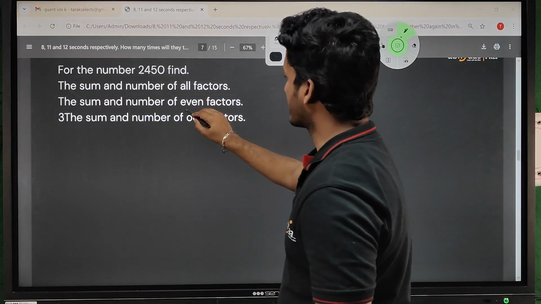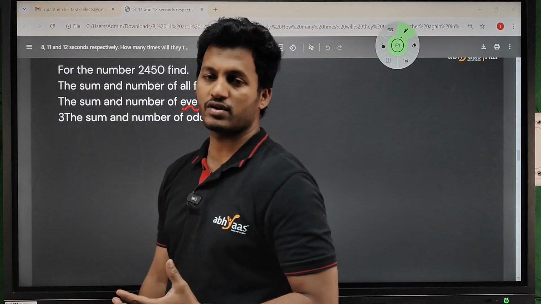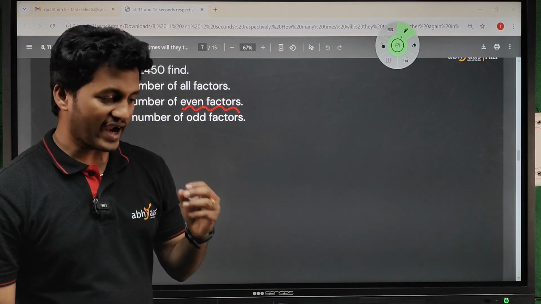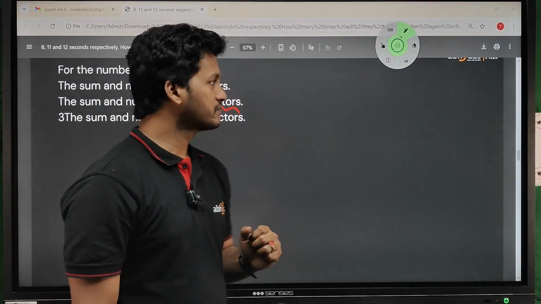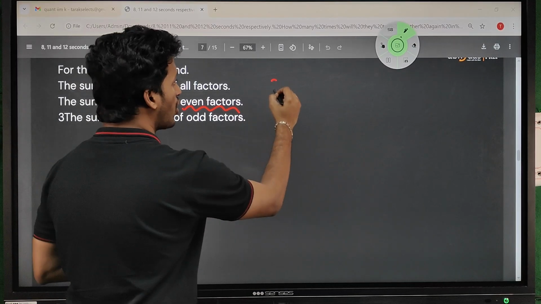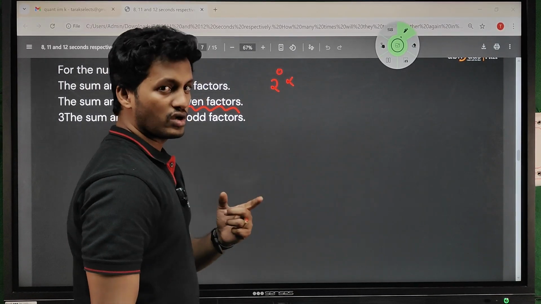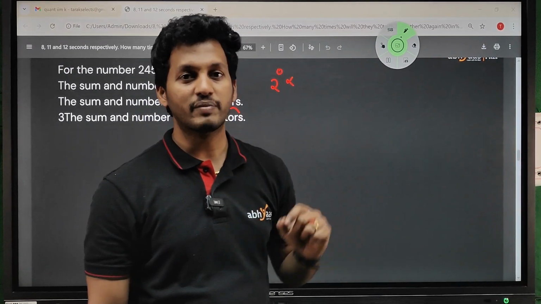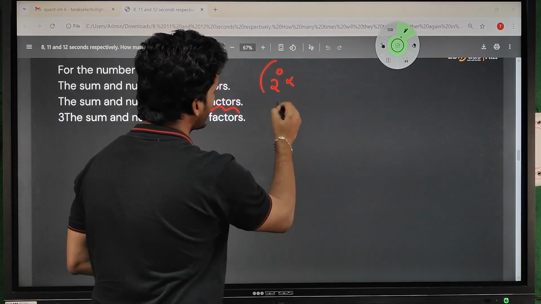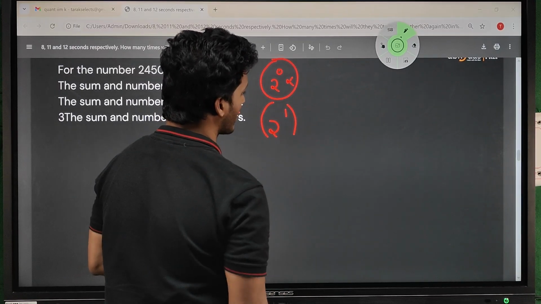So for even factors, that means my factors have to be even numbers. My factors will be even only when they are a multiple of 2. That means I will not consider 2 power 0, because it doesn't ensure that the remaining factors will be even numbers. At least my number has to have 2 power 1 in it.